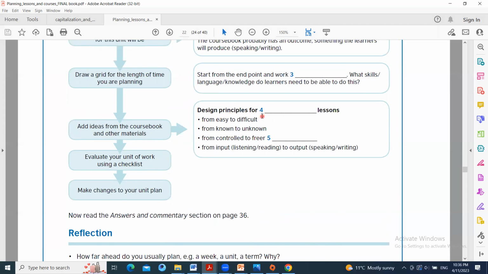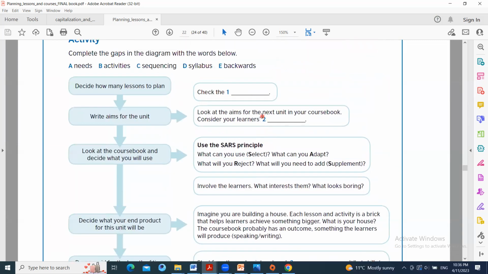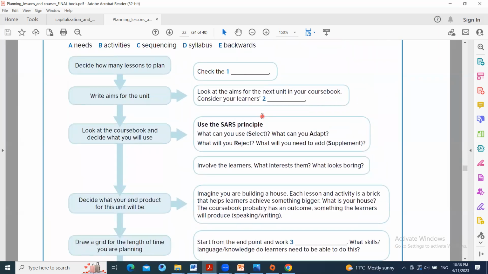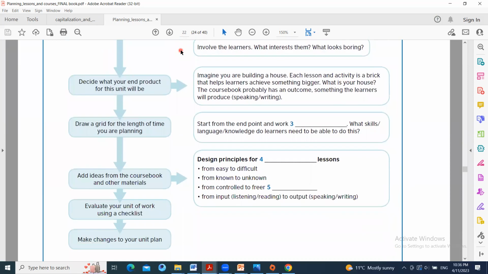Design principles for what? Lessons. For sequencing lessons. When you say sequencing, that means from easy to difficult, or even from known to unknown. So he should design principles for sequencing lessons from easy to difficult or from known to unknown.